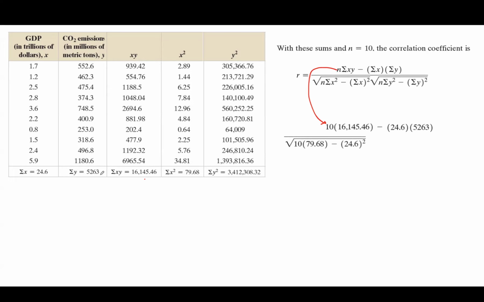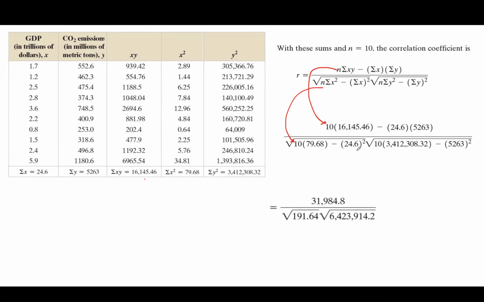Your first square root is n, which is again 10, multiplied by the summation of x squared, which is 79.68, minus the summation of x, which is 24.6, to the power 2. You're going to repeat the same thing for your y values. If you do the calculation, R is very close to 0.912 or 91.20%.